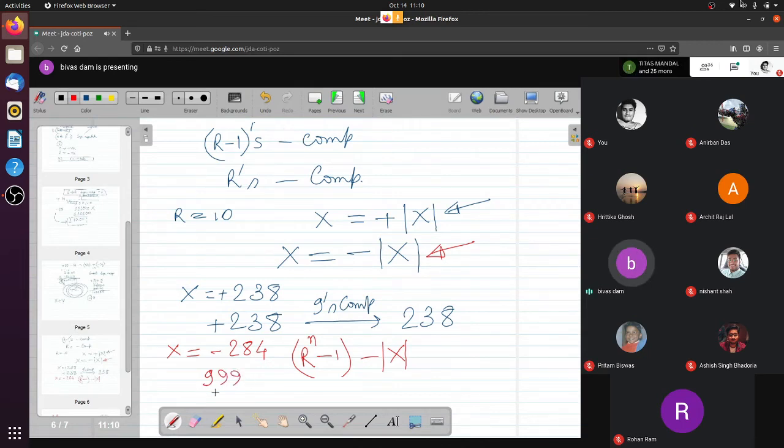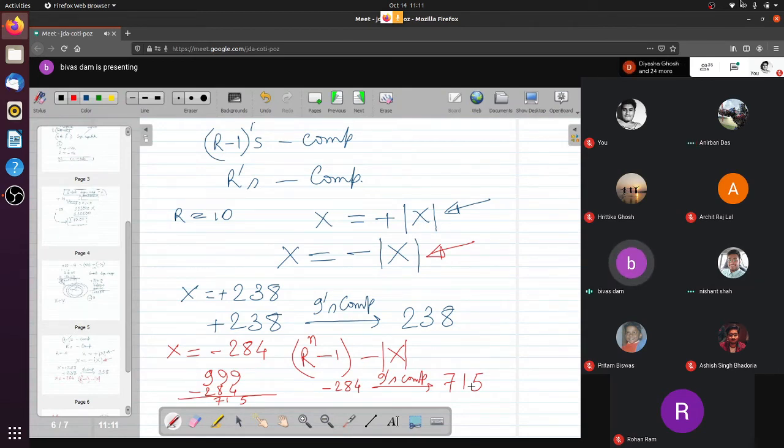999 minus mod x. Mod x is how much? 284. I have to subtract this from 999. What do you get? 715. So the 9's complement of minus 284 is 715. Is it clear?